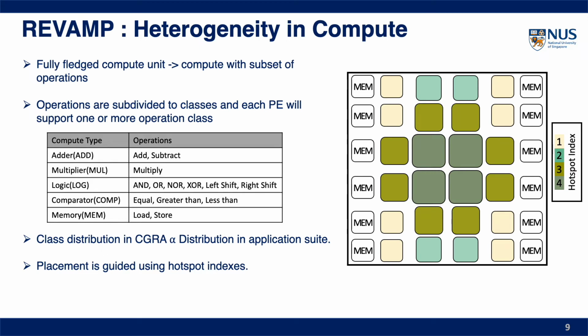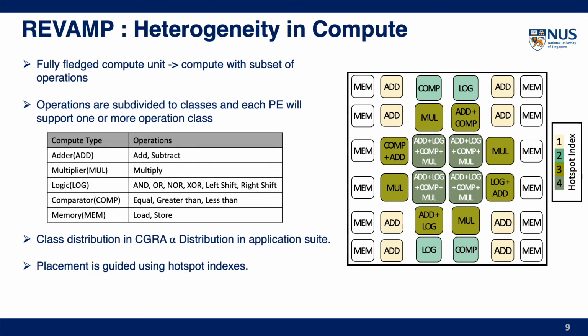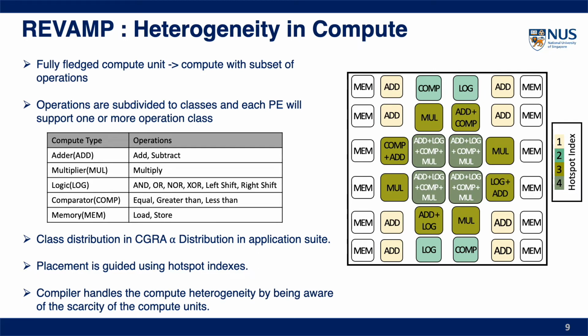Each PE will be assigned a hotspot index, where higher indexes will get more compute resources. The figure on the right shows such a heterogeneous compute distribution. In order for the compiler to allocate heterogeneous resources efficiently, a cost model is used to keep track of the scarcity of the resources during compilation.